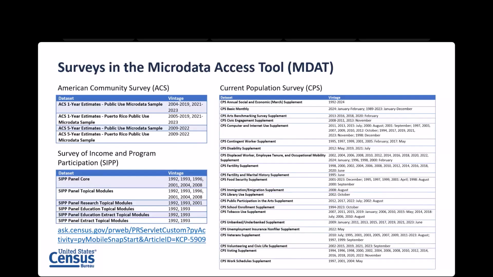So here is an overview of the surveys that are available in MDAT. We have the American Community Survey, or ACS, the Current Population Survey, or CPS, and then the Survey of Income and Program Participation, or SIPP. So if you would like this full list, as well as all of the vintages or years that are available for each one of these surveys on MDAT, you can find that provided here at the link at the bottom left of the slide.